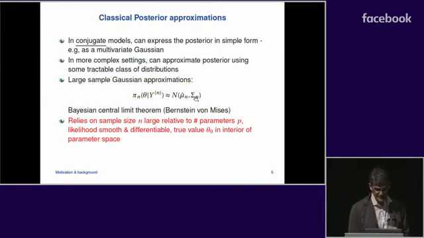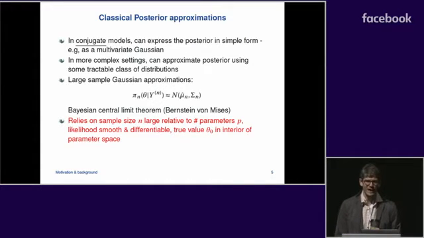This relies on the sample size n being large relative to the number of parameters p. The likelihood has to be smooth and differentiable, particularly around some true value theta naught in the interior of the parameter space. And that really doesn't need to be the true value. Essentially the posterior is going to be concentrating around a theta naught, which is the best value of theta in the parametric class under consideration.